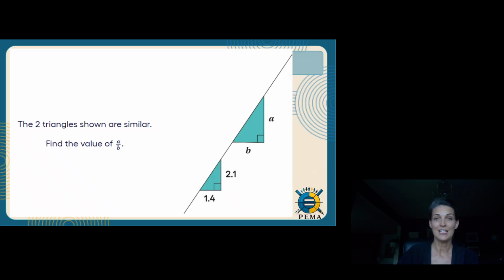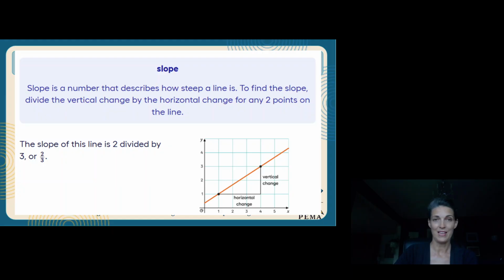In grade 8, they use similar triangles to describe this relationship of slope, saying that any triangle that I create on a graph, it doesn't matter how big it is, it's still going to have the same relationship between the rise and the run. That vertical change and horizontal change, that relationship is what we call slope.